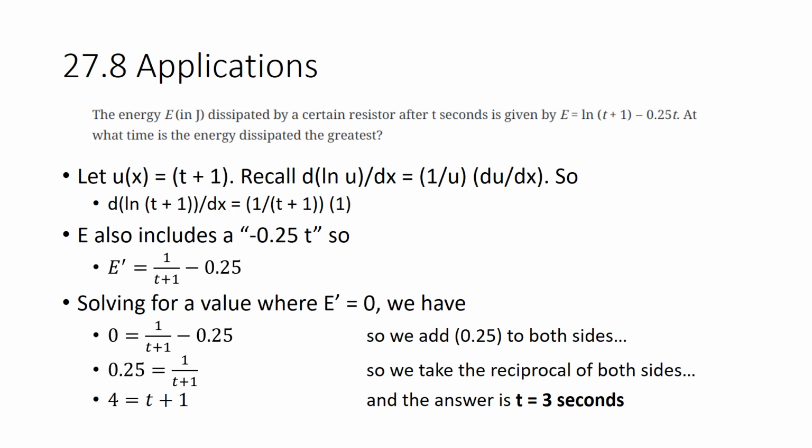So solving, I'm looking for a value where that first derivative equals 0. So I set 0 equal to 1 over t plus 1 minus 0.25. Then I'll add 0.25 to both sides, giving me a positive 0.25 equals 1 over t plus 1. Then I'll take the reciprocal of both sides, and I'll end up with 4 equals t plus 1. So the answer is t equals 3 seconds. This resistor is going to be dissipating the most energy at 3 seconds after the whole process begins.